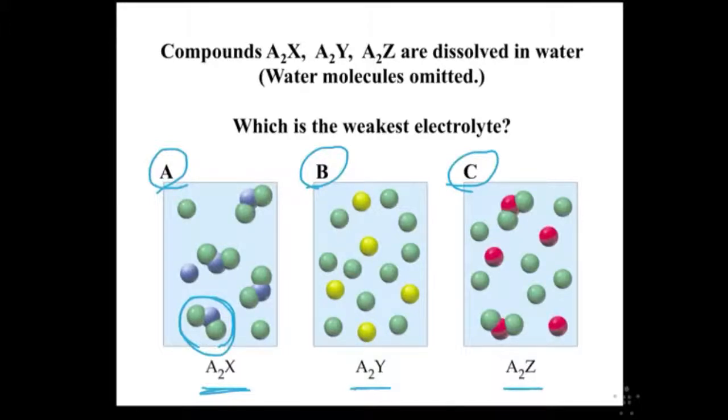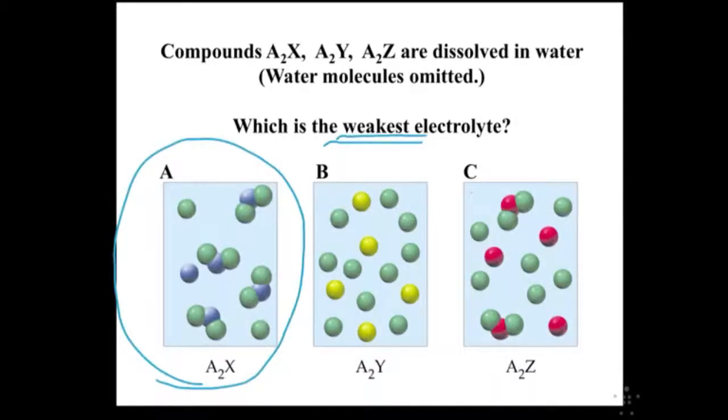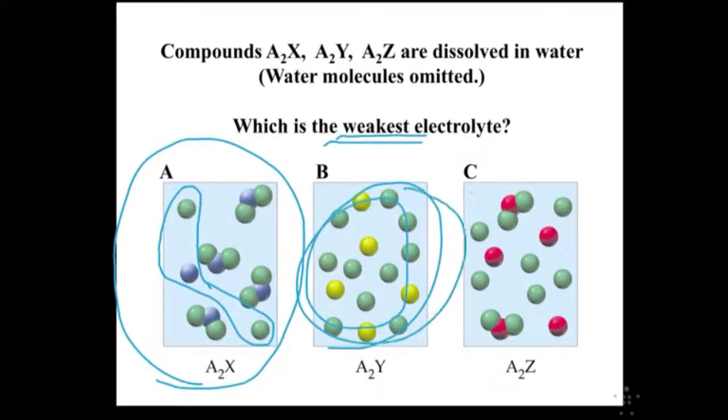So pause this, take a moment, and try to answer that question. If we're looking for the weakest electrolyte, we're looking for the one that breaks apart the least. So A is the one that really doesn't break apart at all. We only get essentially one molecule that broke apart to give this. Here, everything is broken apart. Here we've got a couple of different molecules that broke apart in solution. But here only one did. So this has to be the weakest electrolyte. Okay, so A is the answer to that question.